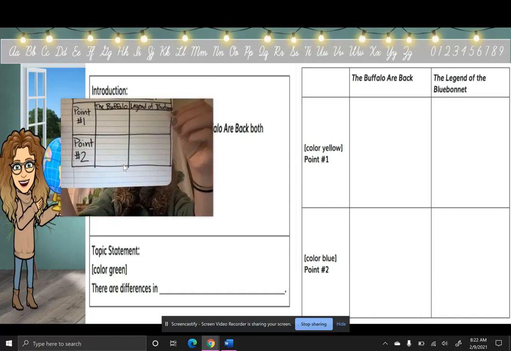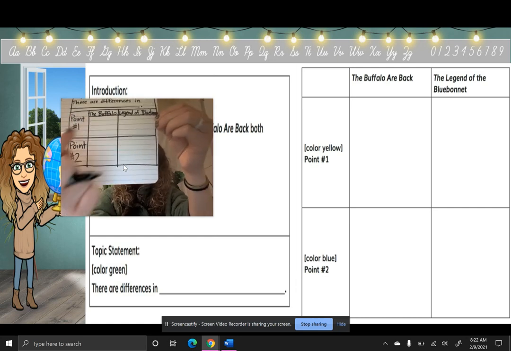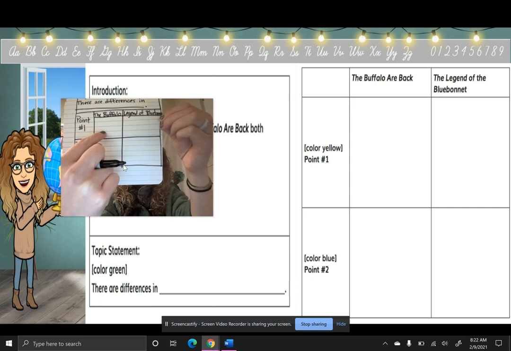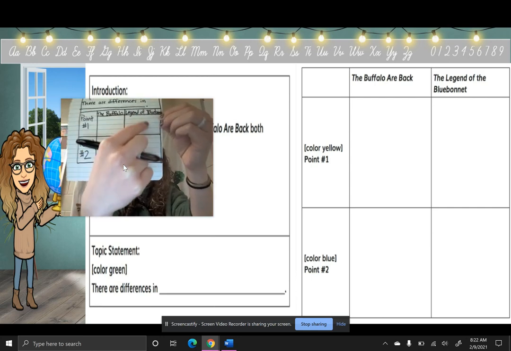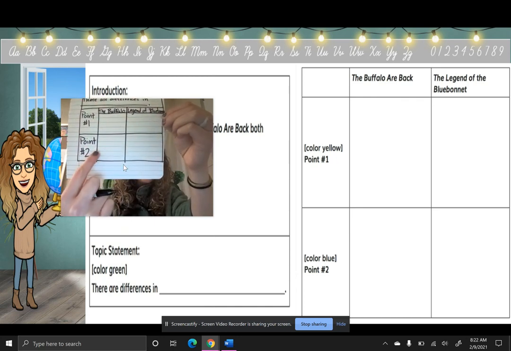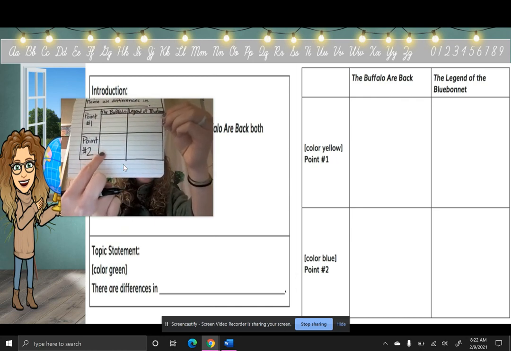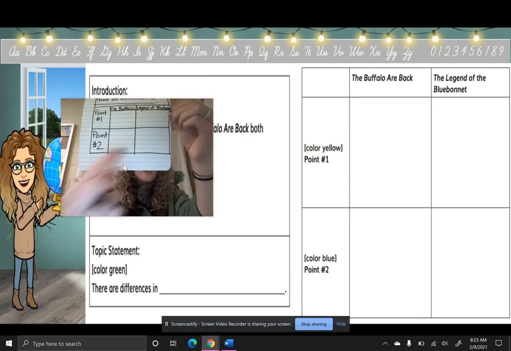All right, so this is what our evidence section is going to look like. So we're going to describe differences for point 1 and point 2. Point 1 for Buffalo Are Back and the Legend of the Blue Bonnet, and then our second point, we're going to find another thing to compare in the Buffalo Are Back and the Legend of the Blue Bonnet.